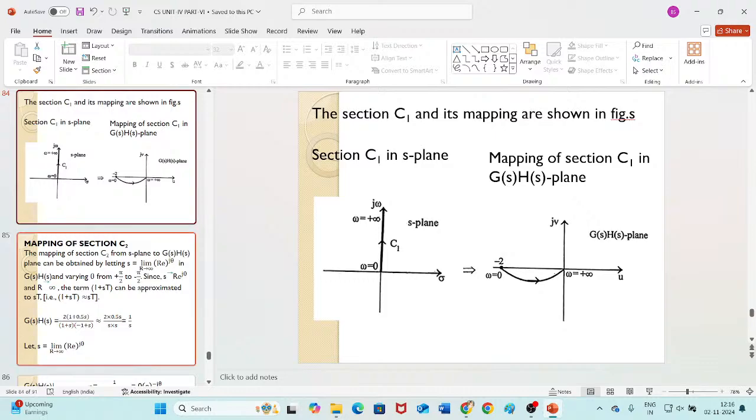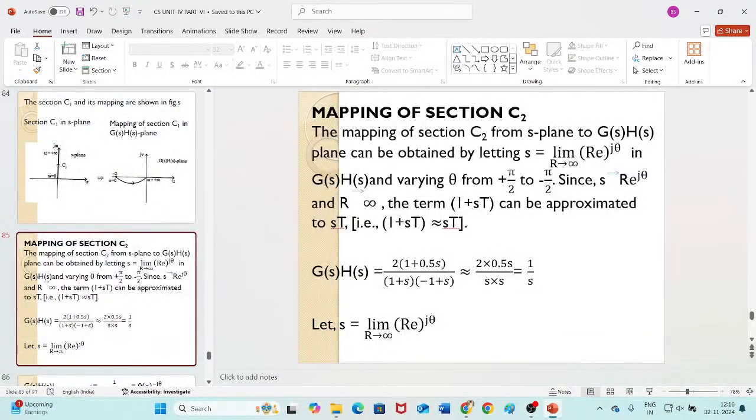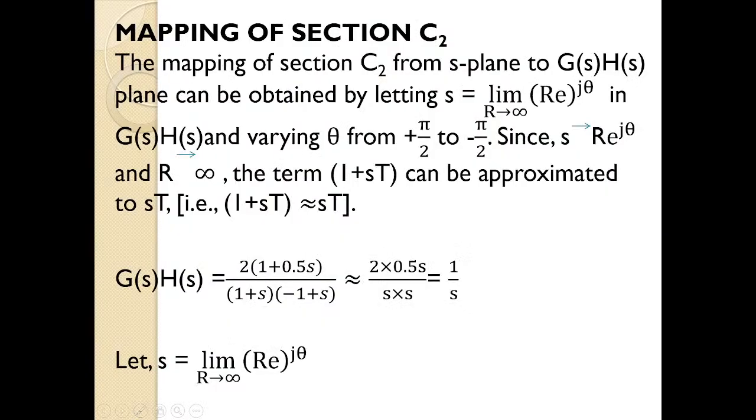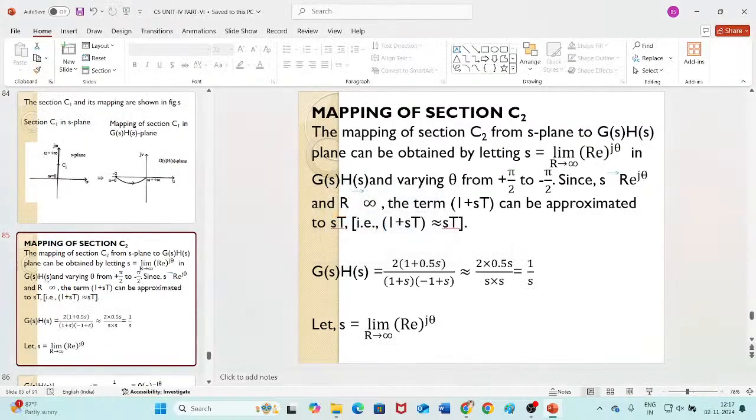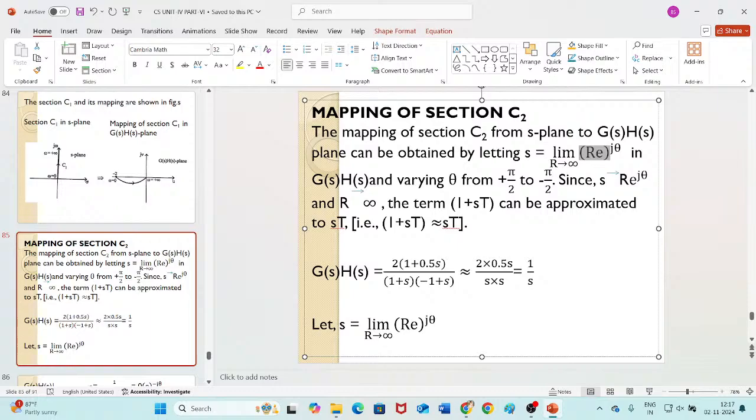Okay, then this is our C1. Let's go to the mapping of section C2. For C2, which is an arc, S will vary with the limit R tends to infinity, where R is the radius of the arc.